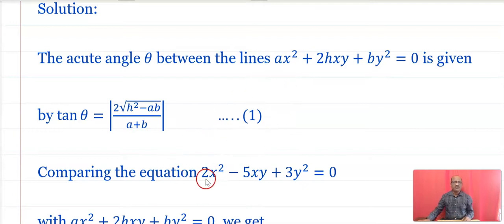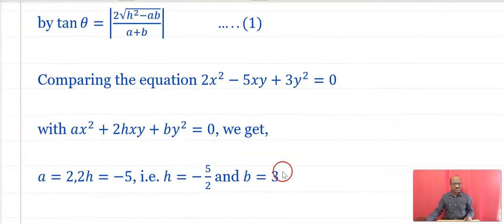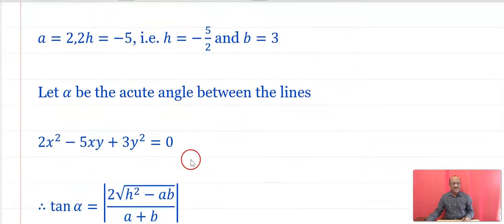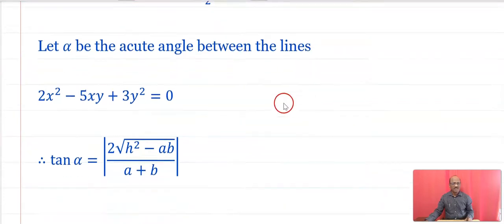Comparing with this equation, that is 2x square minus 5xy plus 3y square equals 0. Here the value of a is 2, 2h is minus 5, b is 3. Let alpha be the acute angle between the two lines of 2x square minus 5xy plus 3y square equals 0.